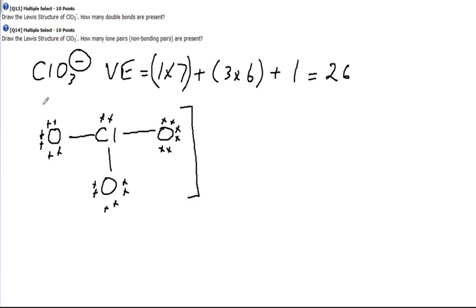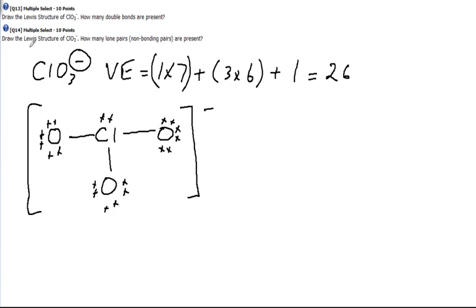The last thing we want to do here is just put some parentheses around it, and put a negative charge on the outside because it was negative to begin with. You don't need to do this if it's not a charged species, but if it's charged you need to put these brackets around it and put the negative on the outside.